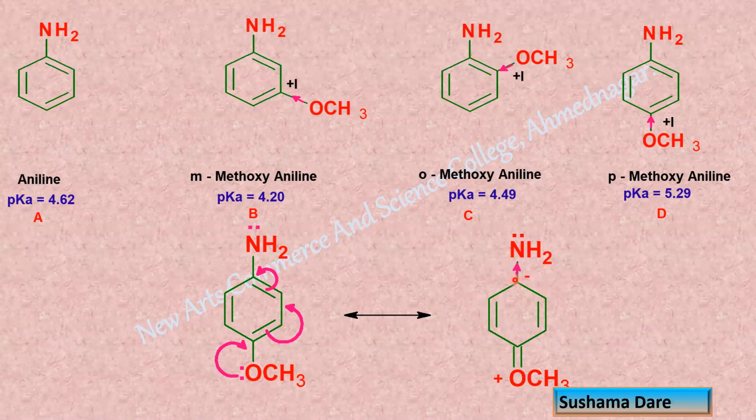So this shows electron donating effect. So the methoxy group shows electron donating effect. And this structure we call a paraquinoid structure. So it is a more symmetric structure, therefore it is a more stable structure.